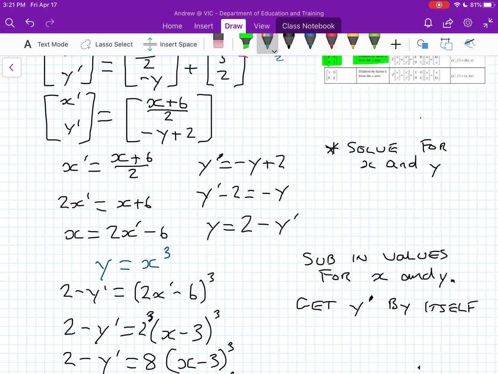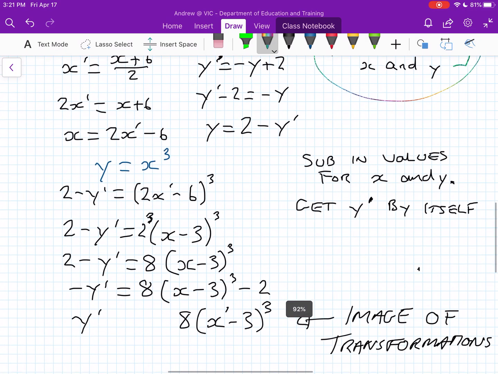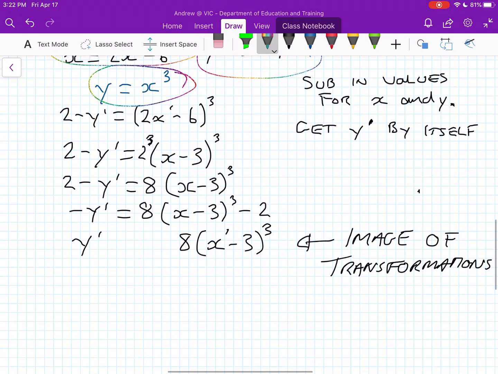Hopefully they're pretty straightforward to rearrange in most cases. So then you rearrange your equations. So that's just right here, rearranging your x and y values that you got under your transformations. And then when you have it as an x and y value, you just substitute these back into your equation that you're given at the start. And then you just need to get your y' by itself.